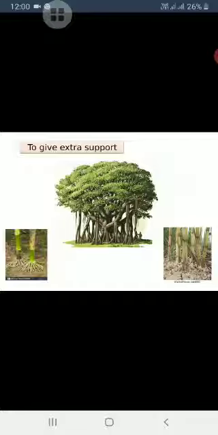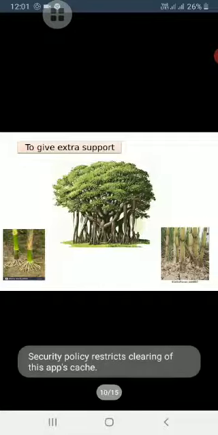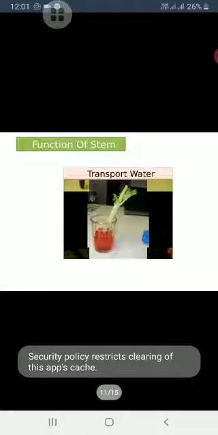And you can also observe such roots in sugarcane and in maize. They also provide extra support to the thin stem and help it to remain upright. Now we will study the functions of the stem. The stem keeps the plant upright.